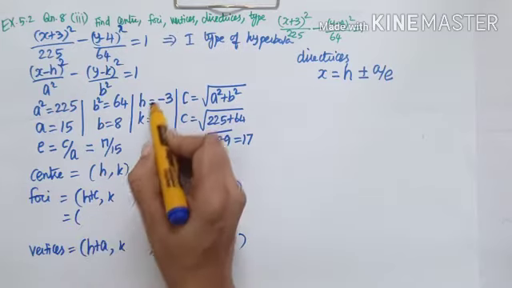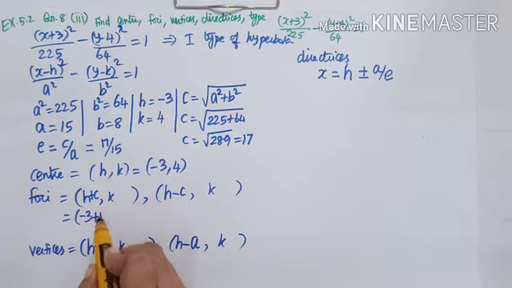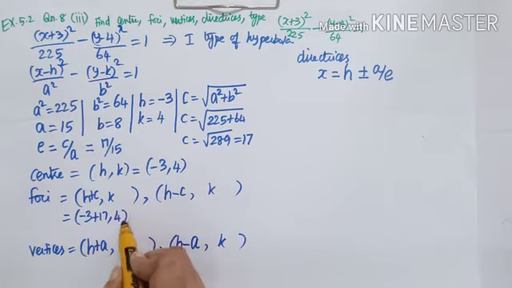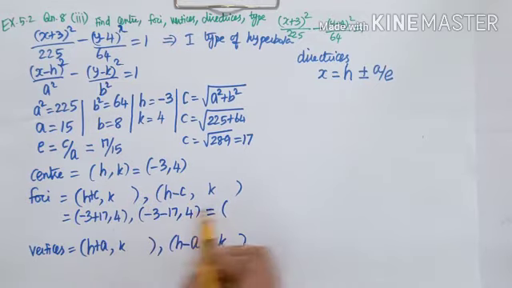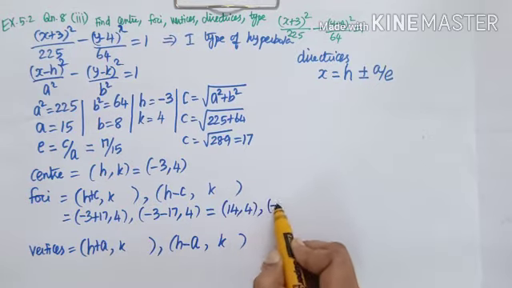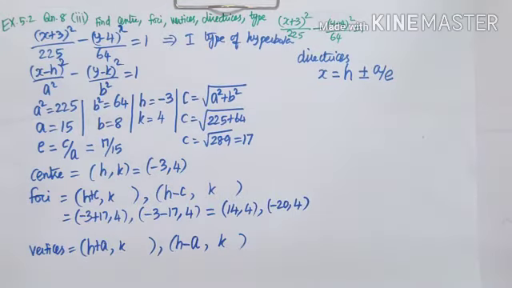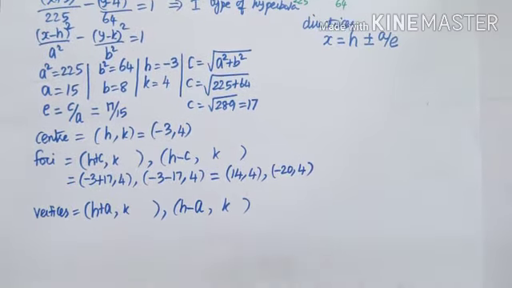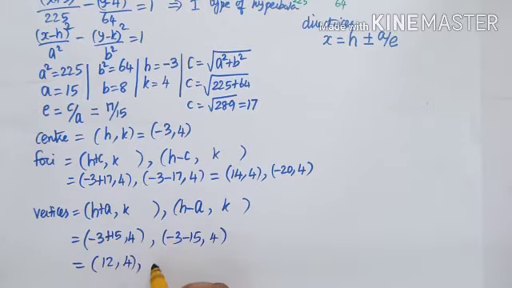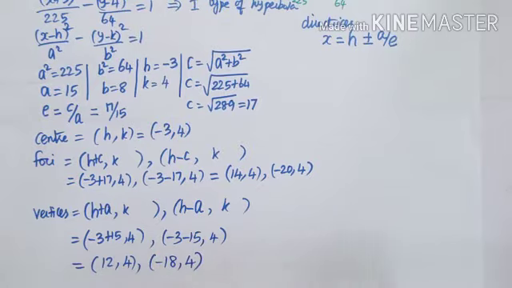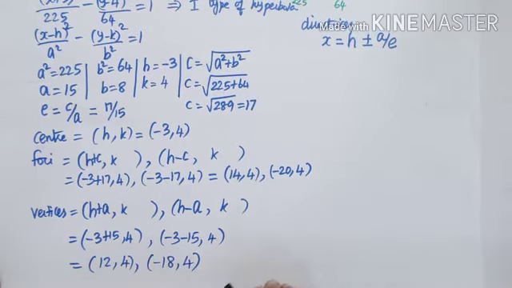Focus. h value −3 plus 17, k value 4. Similarly, −3 minus 17, 4, which gives me (14, 4) and (−20, 4). Vertices. h value −3 plus a value 15, k value 4. −3 minus 15, 4, simplifying (12, 4) or (−18, 4). So we got the two vertices.